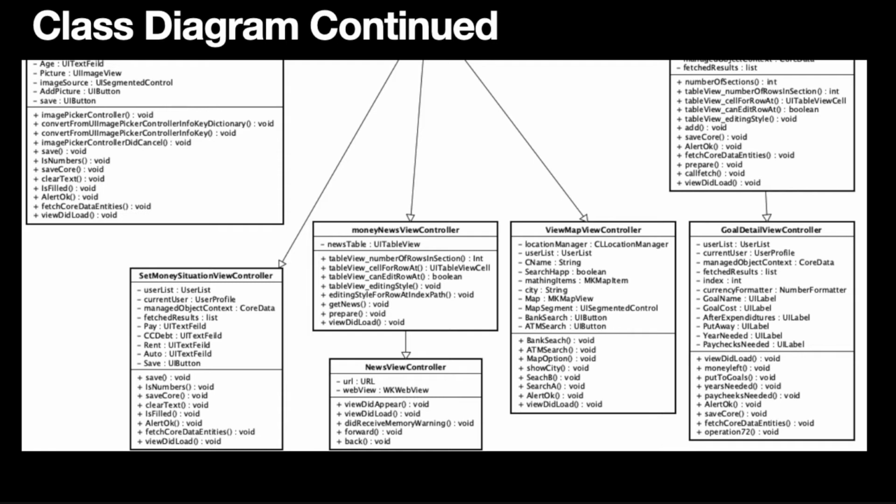So to the bottom left, we have the set money situation view controller. This is where the user can set all their financial obligations. Right now, I have it set to credit card debt, rent, auto services, and subscriptions. To the bottom middle here, I have the money news view controller. This will give the user a long list of the most recent money-related news. Once the user clicks one, it will segue into the news view controller, where it will show the actual article. To the bottom right, we have the view map view controller, and this is where the user can see the closest ATMs and banks.